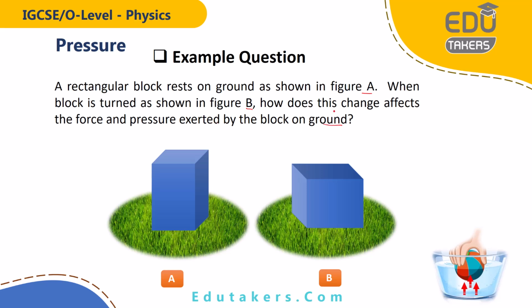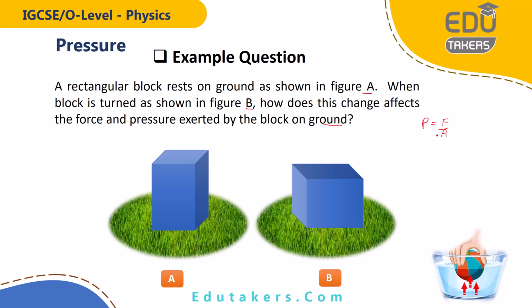So basically in figure A, the block stands vertically, but in figure B, it is horizontal. You have to describe here the effect of this change. What would be the effect on the force and the pressure by changing the position of the block? So first of all, pressure is force per unit area.